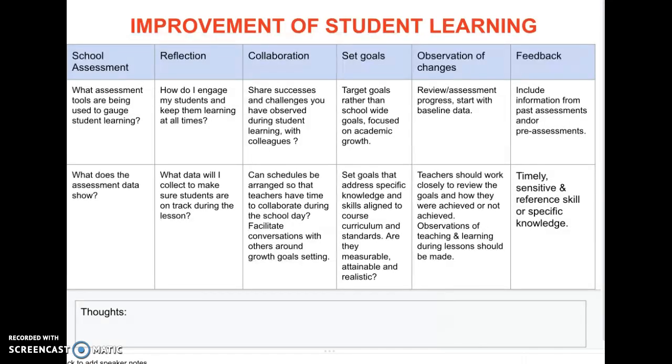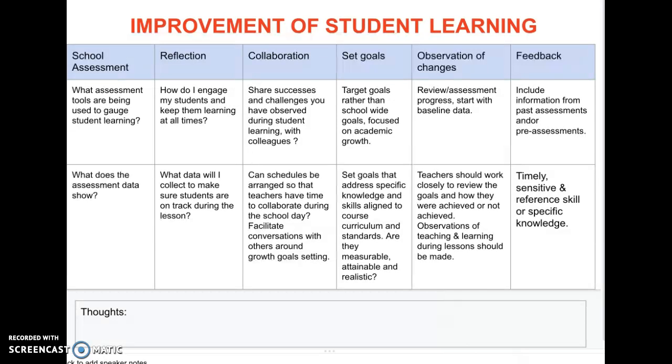For the set goals, target goals rather than school-wide goals focused on the academic growth. So make smaller goals within the larger goals. Set the goals that address specific knowledge and skills aligned to the course curriculum and the standards. Are they measurable? Can we attain these goals? Basically, is it realistic?